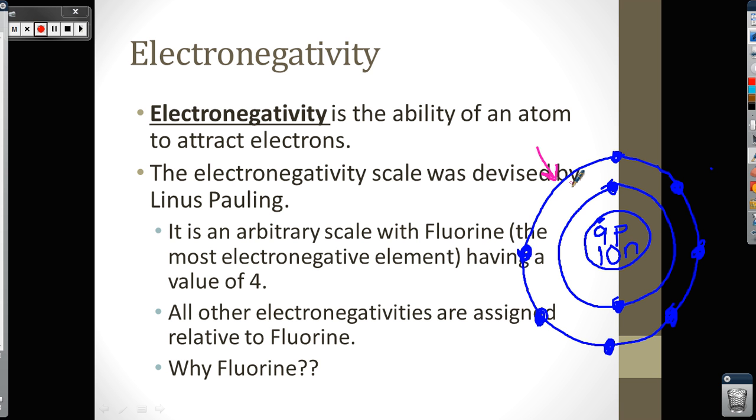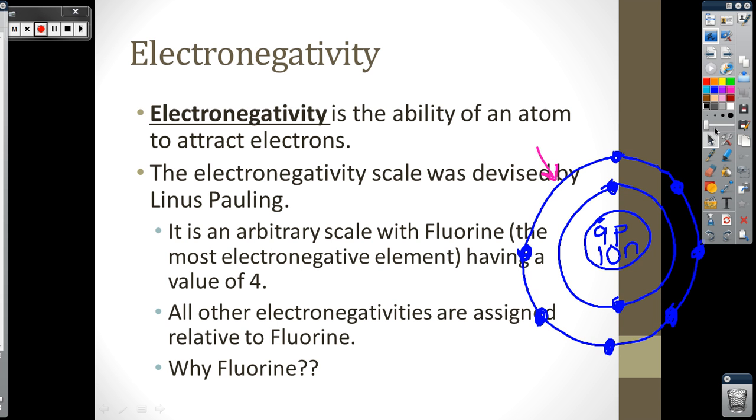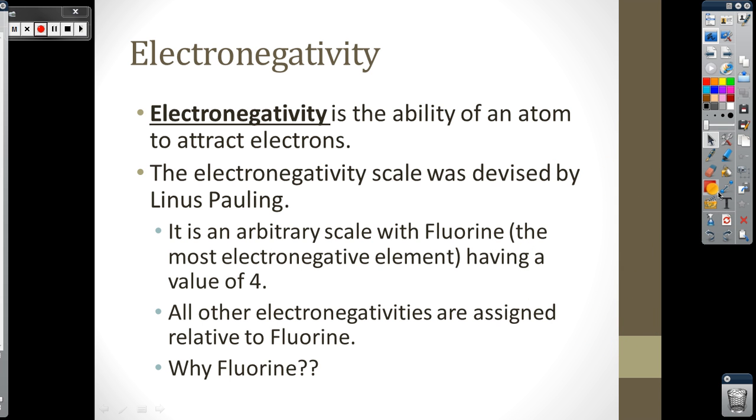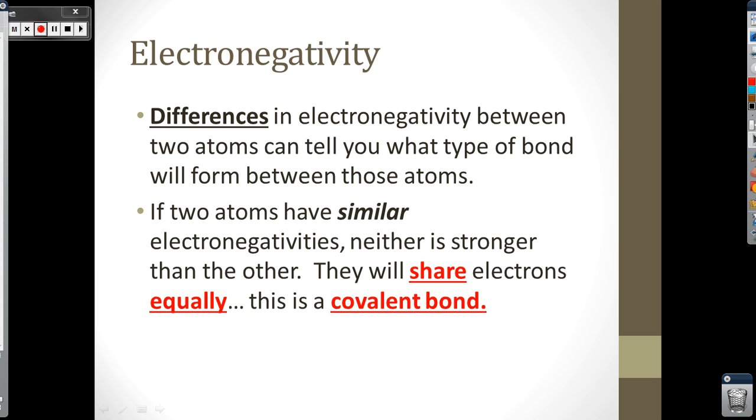All other atoms either have more shells between the nucleus and the valence electron, or they don't have as many valence electrons. And so all other elements are going to have electronegativities that are less than fluorine. Okay. It's actually the difference in electronegativity between two atoms that's going to tell us what type of bond is going to form between those two atoms.